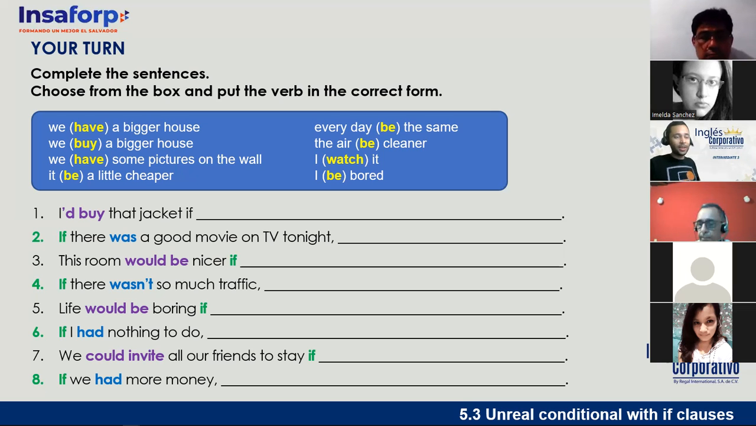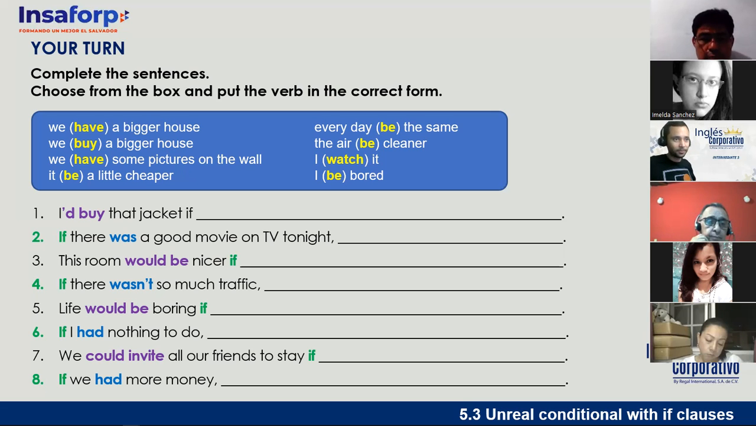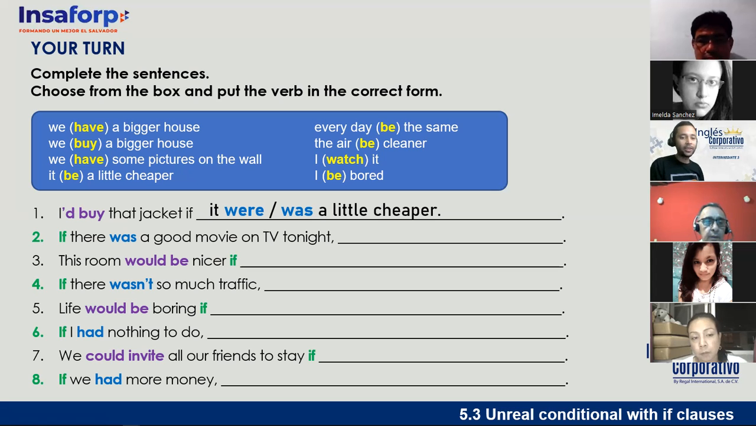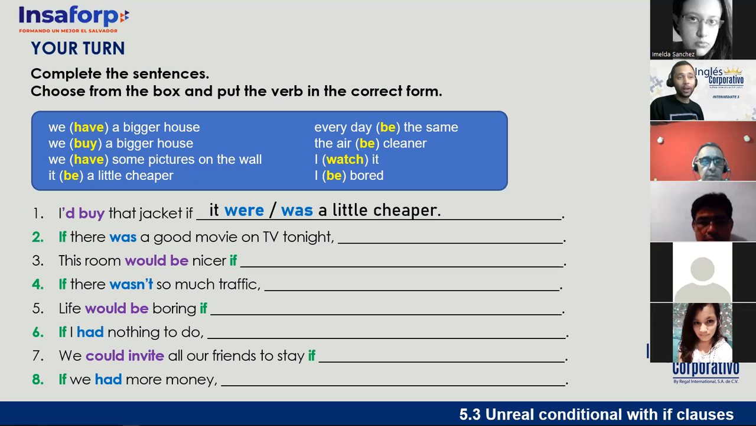We begin with Luis, then Imelda, okay? Luis, you take number one. Imelda, you take number two, please. I'd buy that jacket if it were a little cheaper. Good. That is correct. Very good. Alternatively, you can say, I'd buy that jacket if it was a little cheaper. Okay, compraría esa chaqueta si fuera un poco más barata. Very good. Thank you, Luis.